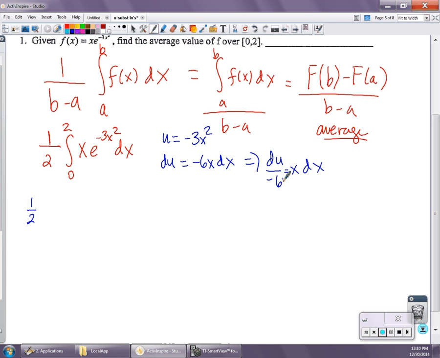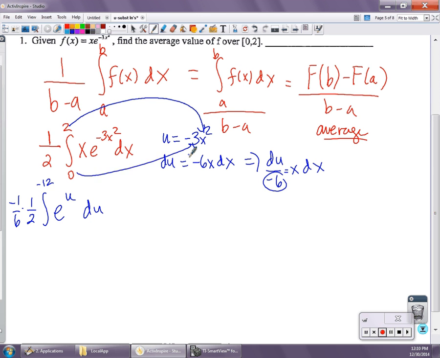I'm going to take the negative 1/6 out front and get it out of my way. In place of x dx, I substitute the negative 1/6 du, so there's my du in the back. And I'm going to substitute u in place of negative 3x squared, so I get e to the u. And I'm going to change these x bounds into u bounds, so I'm going to substitute 2 in place of x. 2 squared is 4. 4 times negative 3 is negative 12. Substitute 0, and that gives me 0.